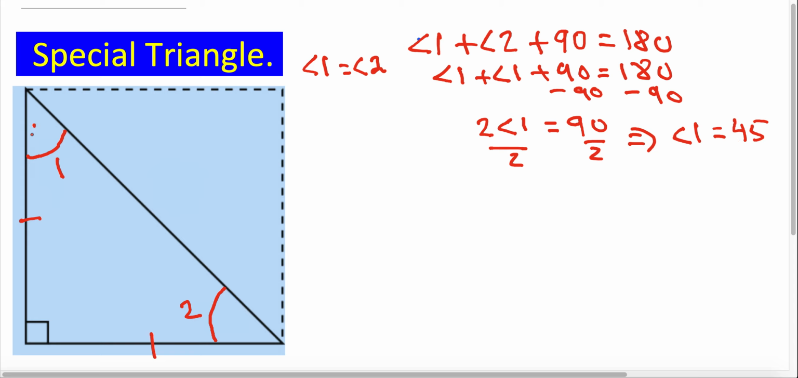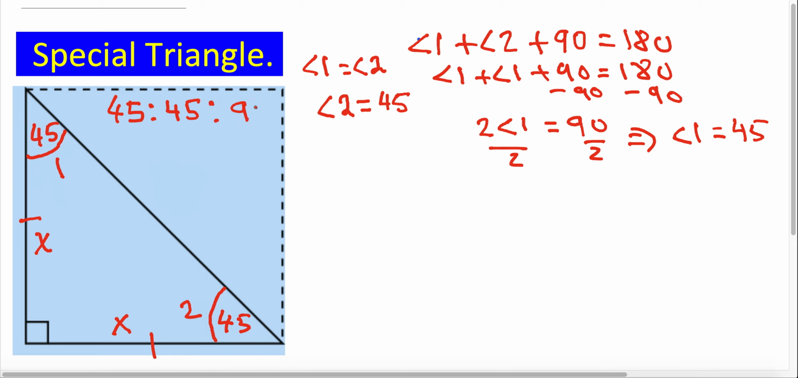So angle 1 is 45 degrees. But because angle 1 is equal with angle 2, the measurement of angle 1 is equal with the measurement of angle 2, and we can conclude that the measurement of angle 2 is 45 degrees. So this angle here is 45 degrees. But because these two sides are equal, we don't know the exact measurement of this side. Let's say this is x, and let's say this side here is x. And this triangle here is in a ratio with respect to the angles 45, 45, and 90 degrees.